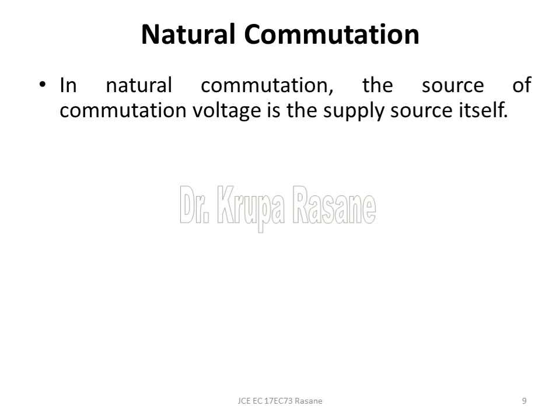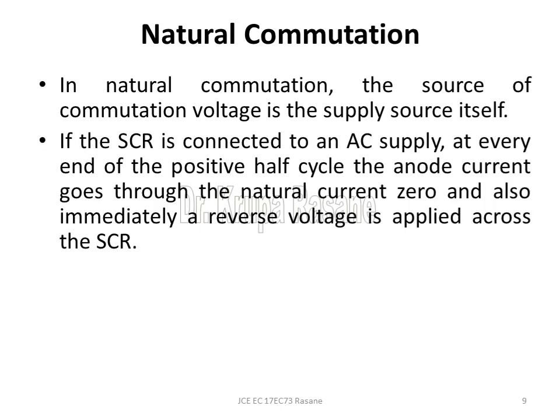In natural commutation, the source of commutation voltage is the supply source itself, meaning whatever is the input is itself used to commutate or turn off the thyristor. If the SCR is connected to an AC supply, at every end of the positive half cycle, the anode current will go through the natural current 0, and also immediately a reverse voltage is applied across the thyristor.